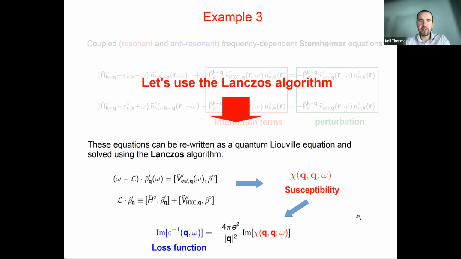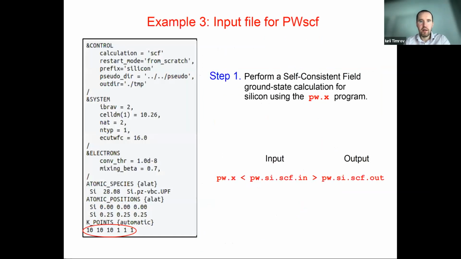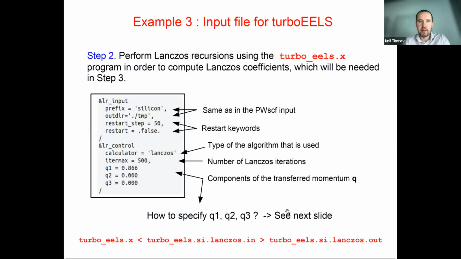Okay, so we use a Lanczos algorithm. The PW input for silicon, you are already experts with the input files for the pw.x code. We will use a quite dense k-point grid, 10 by 10 by 10, and 1, 1, 1, which means it's shifted. And after running the PW calculation, we run the turbo_eels calculation.